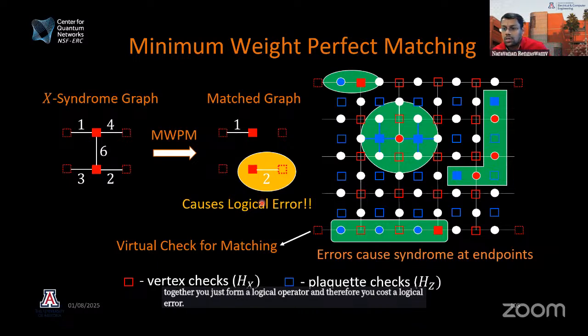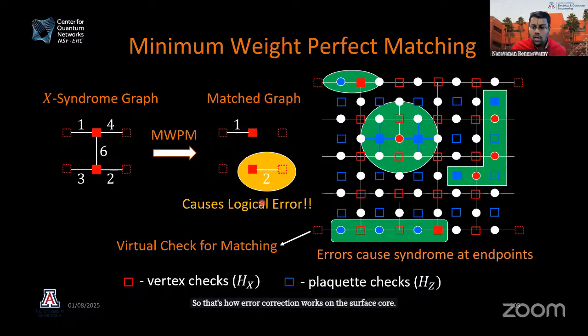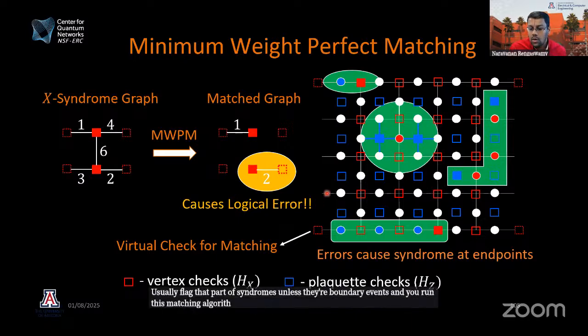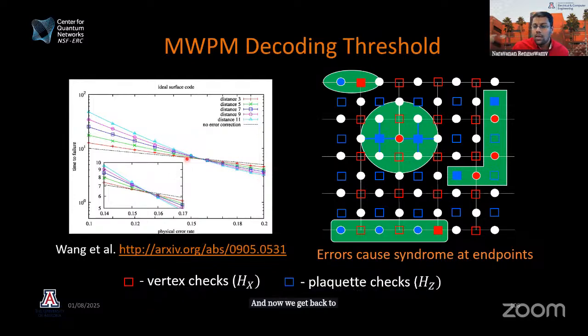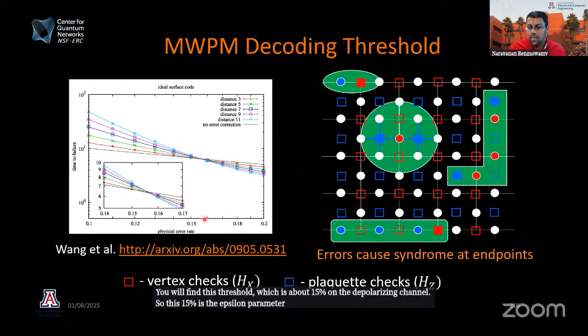So that's how error correction works on the surface code. Error events usually flag a pair of syndromes unless they're boundary events, and you run this matching algorithm to find what the error was, and you apply a suitable correction. And now we get back to this curve that I showed you in my first slide of this section. If you run this matching algorithm for these different distance codes and you compute the time to failure, you will find this threshold, which is about 15% on the depolarizing channel. So this 15% is the epsilon parameter for the depolarizing channel that we introduced earlier.